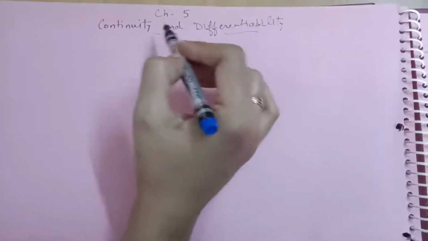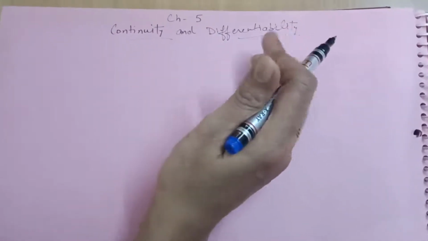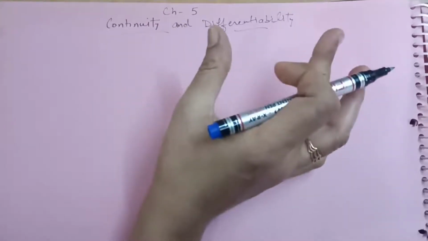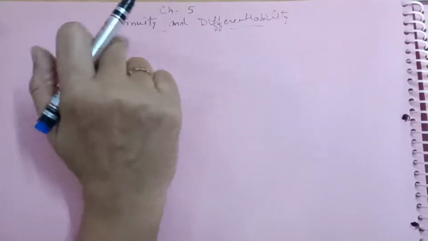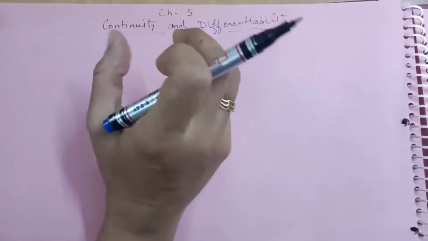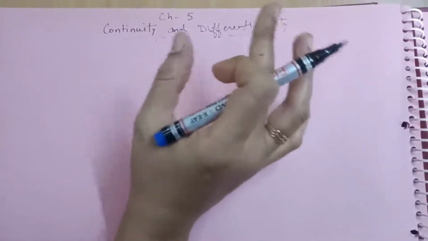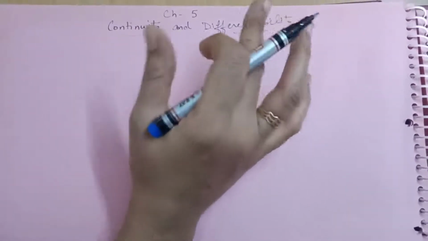Actually, when we come to the topic of differentiation, it becomes very interesting. But the first exercise, 5.1, is based on continuity. As it comes, this is a theoretical topic. Students feel that it is boring, but it is actually interesting.